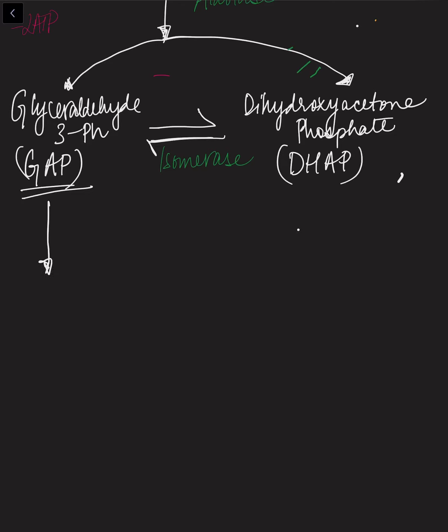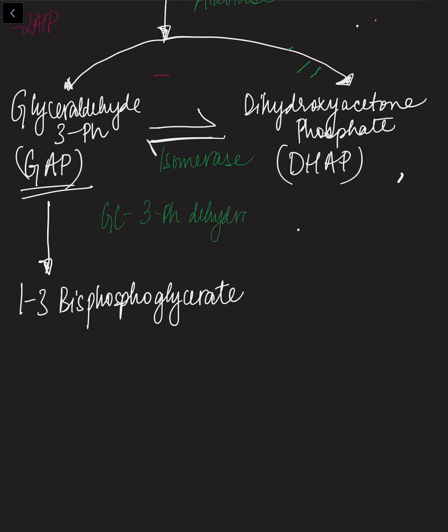So GAP is then converted into 1,3-bisphosphoglycerate under the action of the enzyme glyceraldehyde 3-phosphate dehydrogenase. One easy way to remember the name of the enzymes in any biochemical pathway is to look at the substrate, and most of the time the name of the substrate would be in the prefix part of the enzyme name, whereas the later part of the name will focus on what class of enzyme it would be.